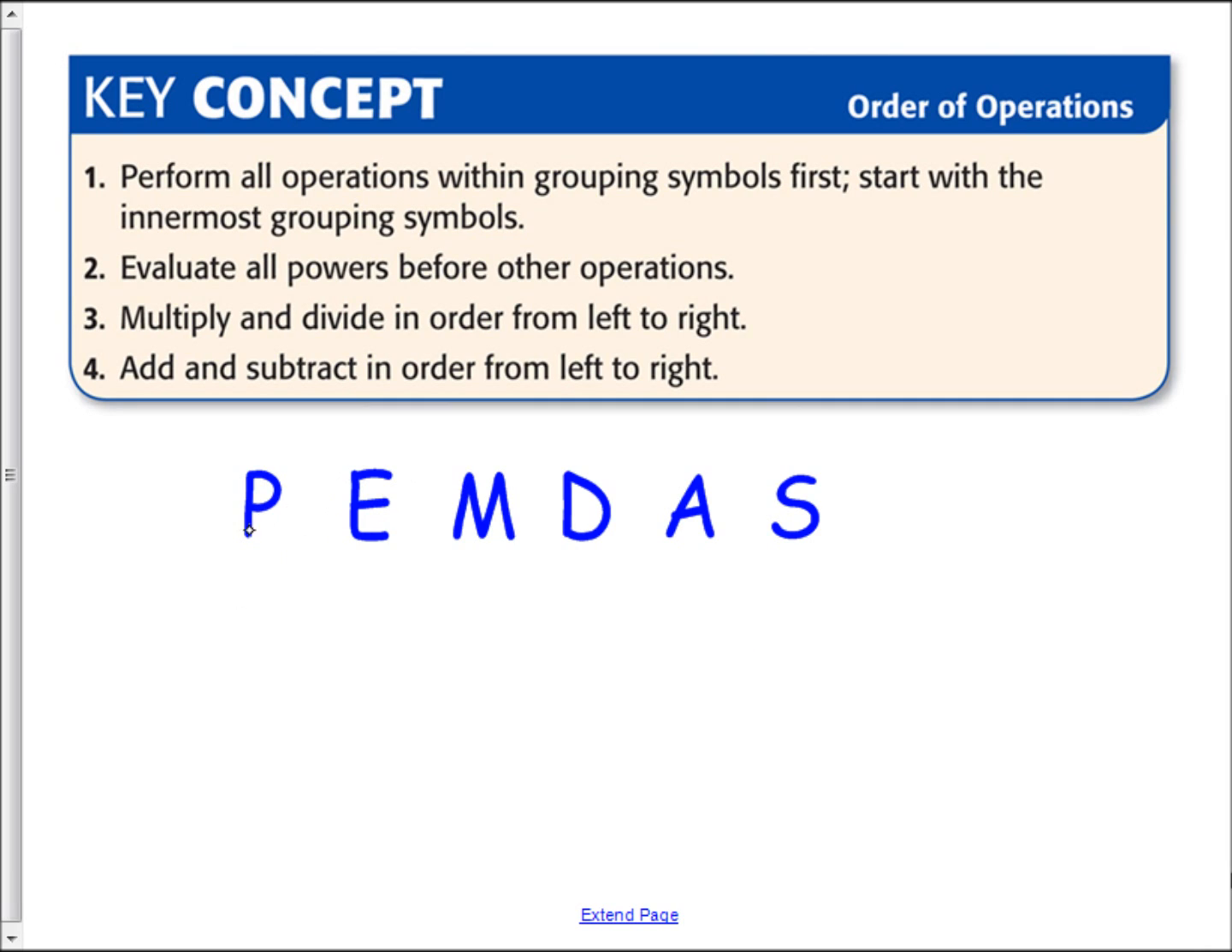So PEMDAS, P is for parentheses. Notice I only have 4 items here, but I actually have 6 letters. P is for parentheses or all grouping symbols, so that includes your parentheses, any brackets, and also your absolute value symbols, which are straight up and down. Okay. E is for your exponent, so any exponents at all, like a squared or a cubed, you're going to evaluate those second.